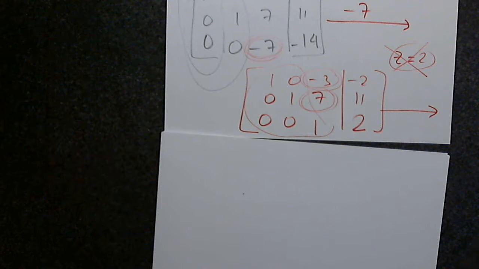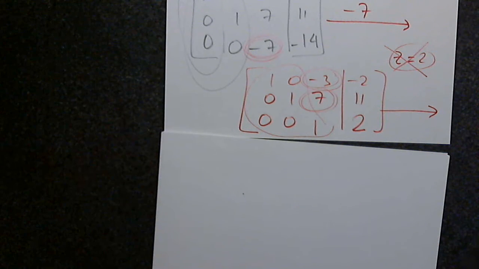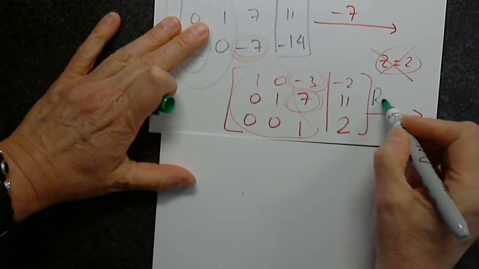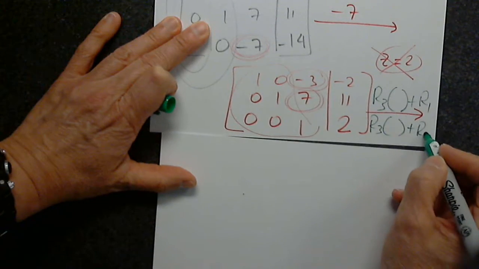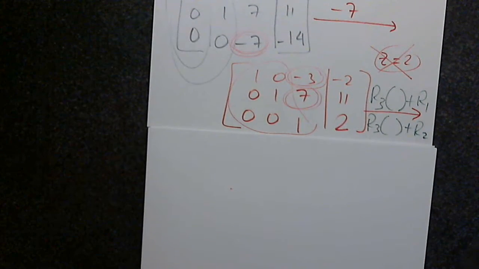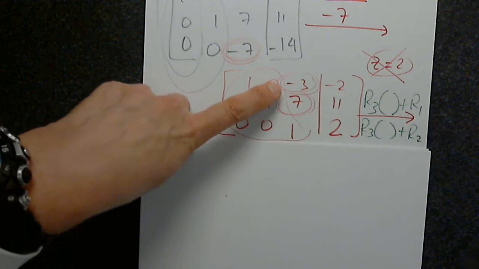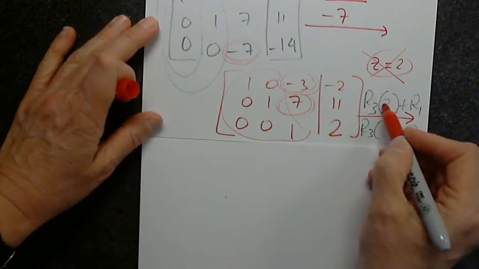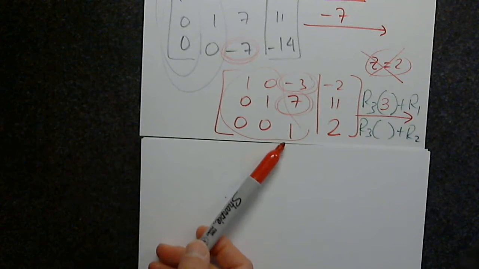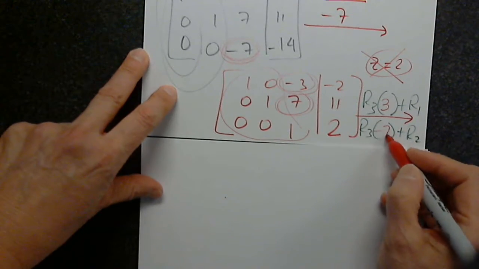I use row 1, it's done. I use row 2, it's done. So I'm here at the 1, so I know exactly which row. Yes. It has to be row 3 multiplied by something and added to row 1, and row 3 multiplied by something and added to row 2. Please tell me, what do you multiply row 3 by to eliminate negative 3? Indeed. Awesome. What do you multiply row 3 by to eliminate the 7? Negative 7. Excellent.